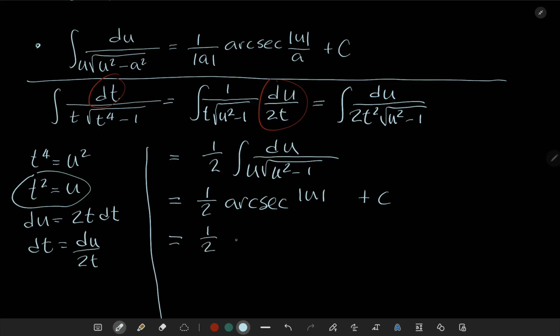Take back our substitution. It's going to be 1/2 arcsecant of u, which is t squared. Now, I don't need my absolute value bars because t squared is never negative. So, I mean, these are real variables, of course. So there's really no point in writing extra absolute value bars there. So I get my, I can put parentheses if you want, I get my integral right there.